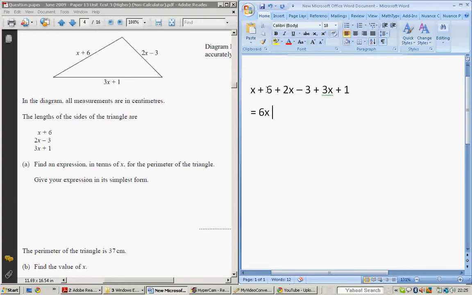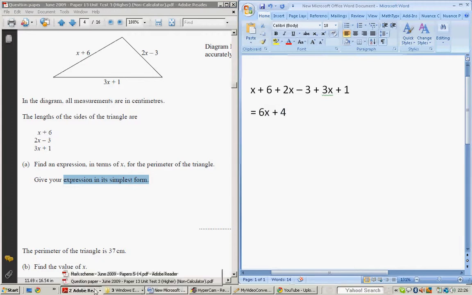So we've added the unknowns, the x's. Now we're going to add the numbers, the knowns. So here's 6 minus 3. 6 minus 3 leaves 3. 3 plus 1 gives 4. 6x plus 4. Here's the expression of the perimeter, and here it is in its simplest form. We were asked to give your expression in its simplest form, and we have 6x plus 4. Hopefully that's correct. We said it was worth 2 marks.